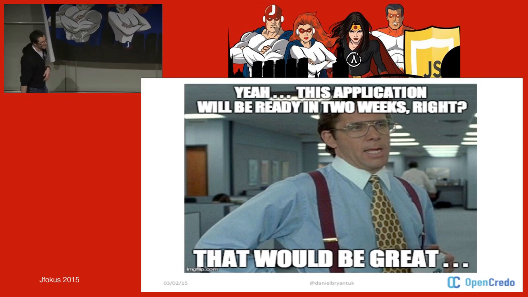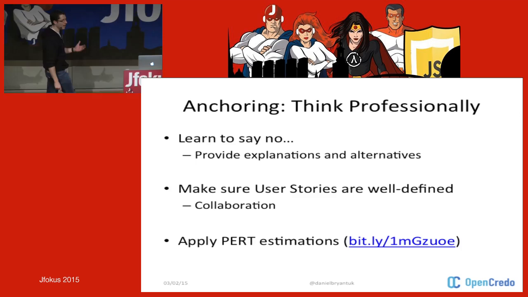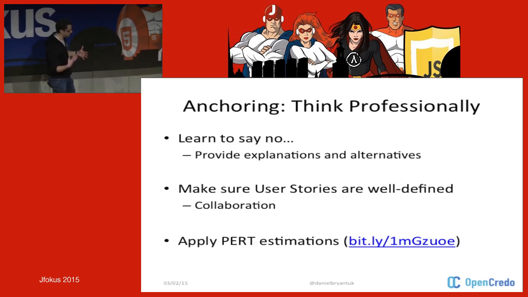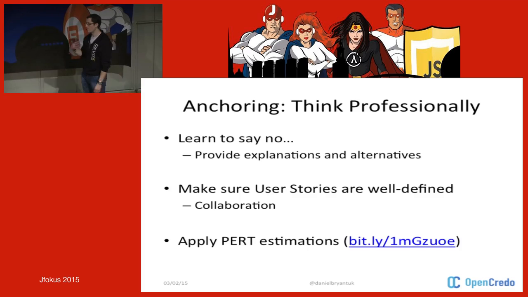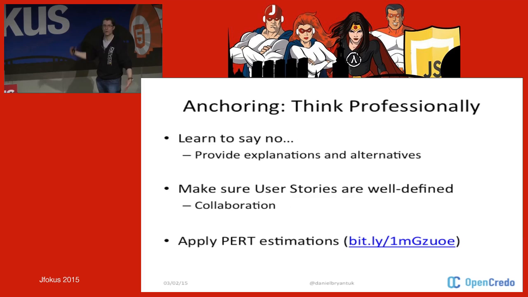The key thing is learn to say no in a professional manner. Provide explanations, alternatives. It's part of, I think, our growth as we mature and become senior developers or senior architects. Bob Martin talks about this a lot in his Clean Coder book, actually. You have to learn how to say no. It's actually more professional to say no and give alternatives and explanations than to say yes and take it on and hunker down, working all through the night.